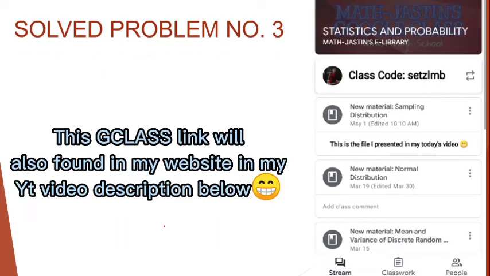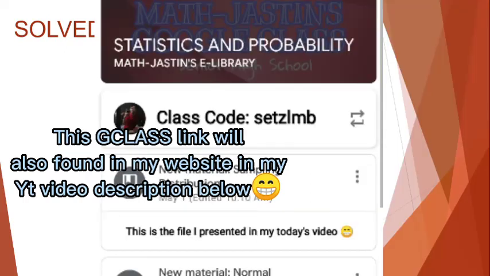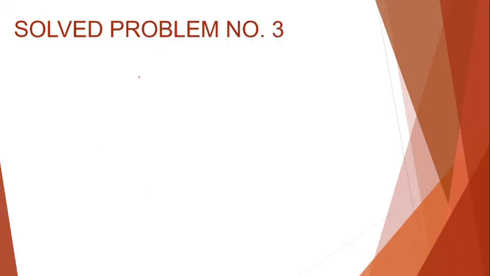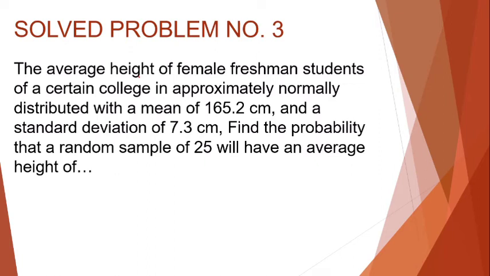Now, let us solve number 3. In this presentation, the problem numbers continue from before, so those who have reached my Google Classroom and this document will know what I'm talking about. The average height of female freshman students of a certain school is approximately normally distributed with a mean of 165.2 cm and a standard deviation of 7.3 cm.